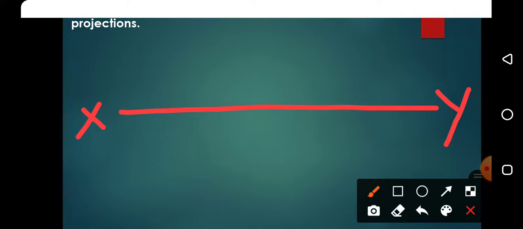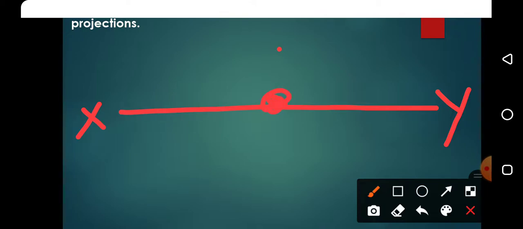How did you guess? In the problem they have written "in front of VP". In front of VP and above the HP or on the HP is nothing but the first quadrant problem. In the first quadrant, your front view falls on or above the XY line. Here they have said on the HP; they didn't mention above the HP. If they had mentioned above the HP, your point would be like this. Okay, this is not your problem. They have mentioned on the HP, so your point will be here on the HP.